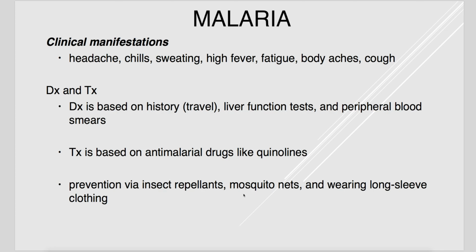But also liver function tests, like I said, Plasmodium spends some time in the liver, and then peripheral blood smears, which will actually show red blood cells that are infected with the parasite. So treatment, anti-malarial drugs like the quinolines and the sulfa drugs and the antifolates, all of those are used for malaria. Prevention's good: insect repellents, especially ones that contain DEET, D-E-E-T, mosquito nets to keep mosquitoes away, and of course wearing long sleeve clothing. If they can't get to the skin, you can't get malaria.